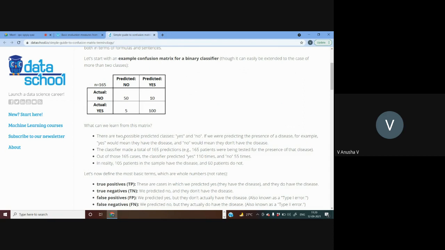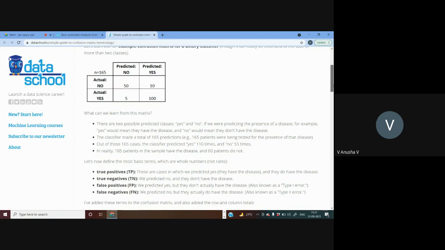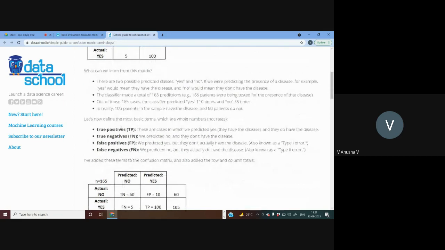But in reality, how many patients actually have the disease? So you have to consider the actual side, that is 105 people actually have the disease and 60 people do not have the disease. Like this you have to find. So these are the basic terms: true positives, true negatives, false positives, and false negatives. If anyone asks you for a binary classifier, how many outcomes do you have? Then you have to say four outcomes. So these will be your four outcomes.